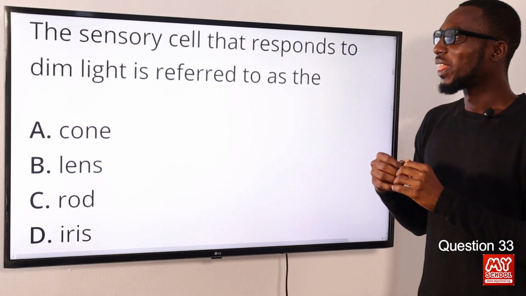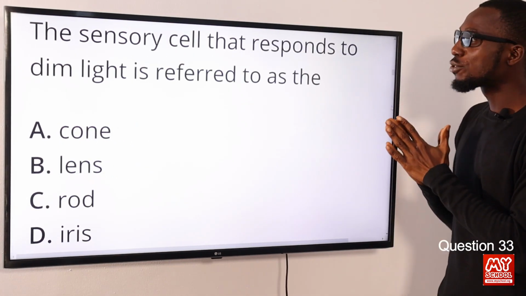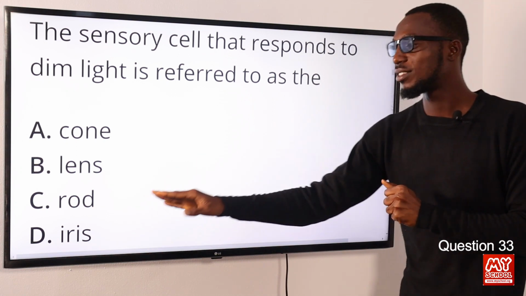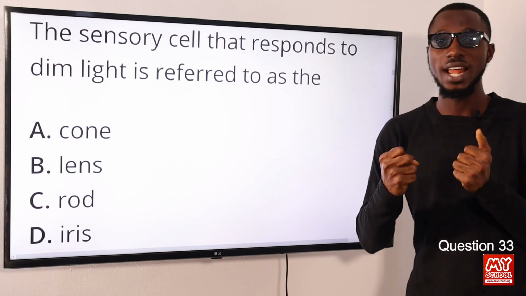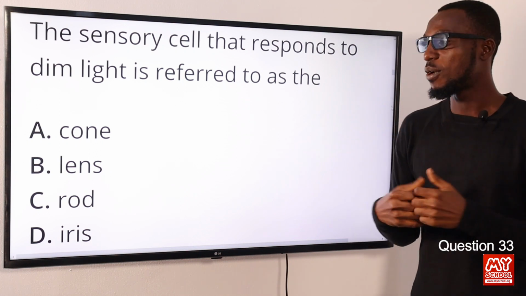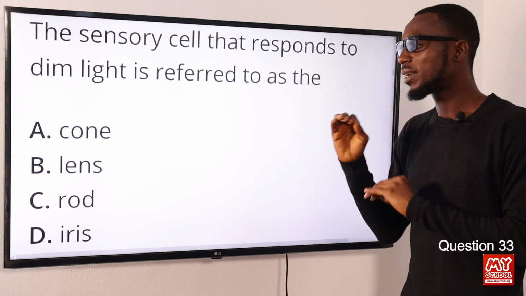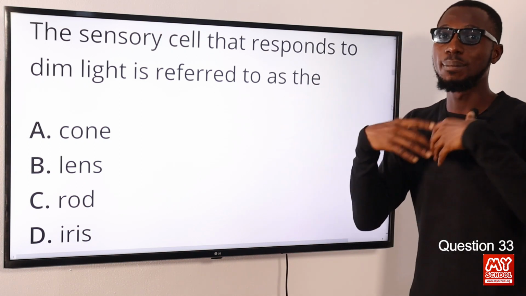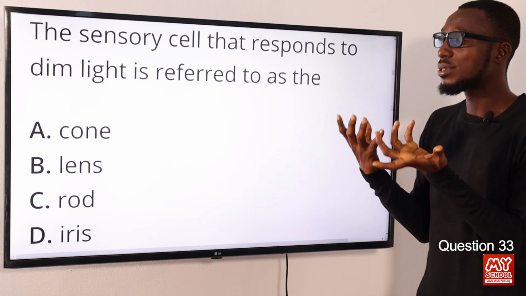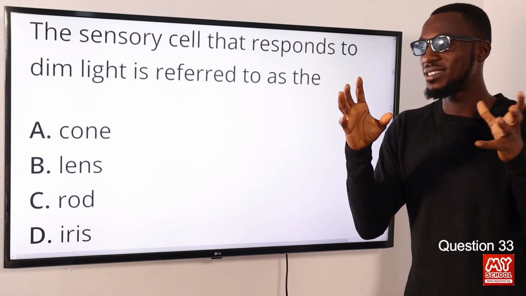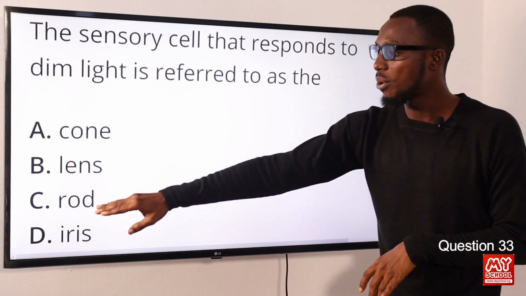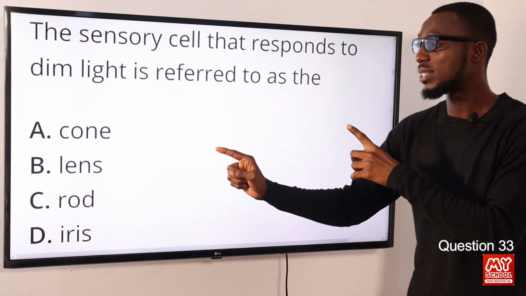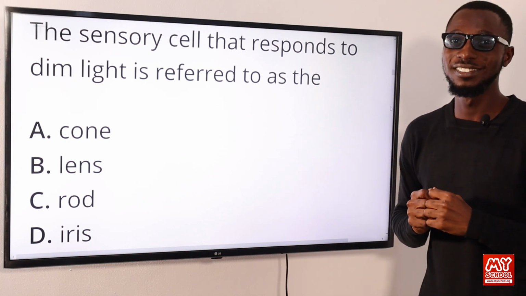Question 33. The sensory cell that responds to dim light is referred to as the rod cells. They are extremely sensitive to light. Even when there is low intensity of light, they are still sensitive. So when you talk about black and white vision, we are talking about the rod cell. The cone cell is for color vision, and it functions properly in bright light. So the answer is between the rod and the cone. The correct answer that I've mentioned is the rod cell. So option C is the correct option.